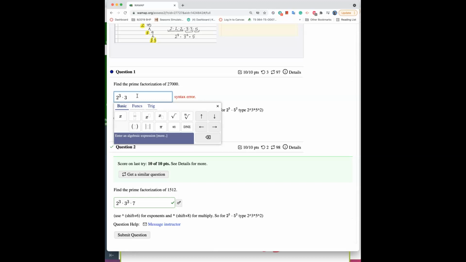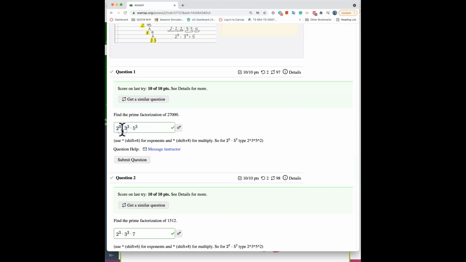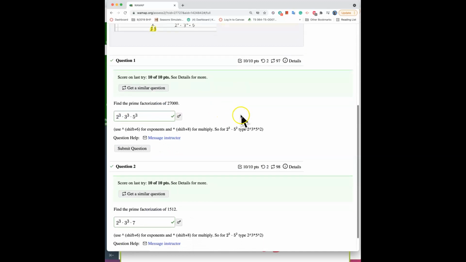Good idea to always check before you hit enter, and then try not to be teaching a class when you're taking a test, because that can be confusing too. So 2 cubed times 3 cubed times 5 cubed, I'm saying that's equal to 27,000. Let's try it and see. Okay, got that one right.